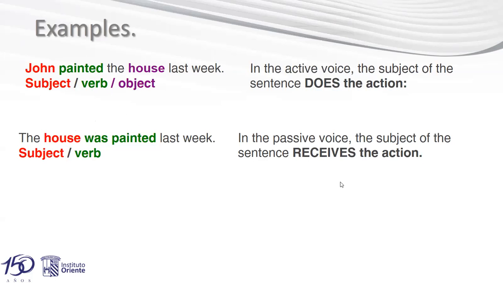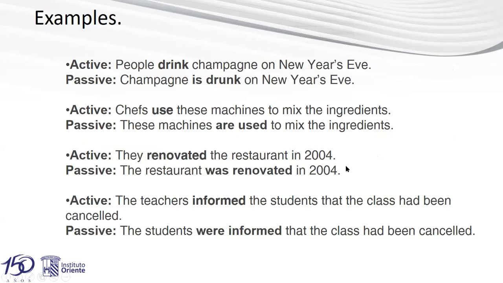Okay? Observe, please. Take your time. It's not easy, but you can do it. Now, the examples. Active: People drink champagne on New Year's Eve. Passive: Champagne is drunk on New Year's Eve. Now, observe and take notes, please. Okay? Are you ready? Yes, I know that it is a little bit difficult, but you are intelligent.